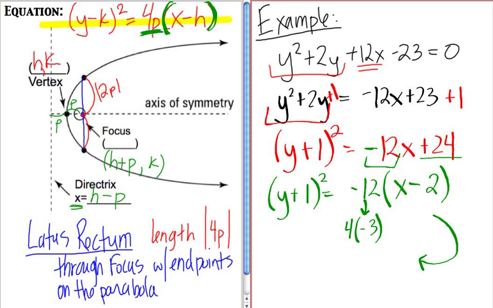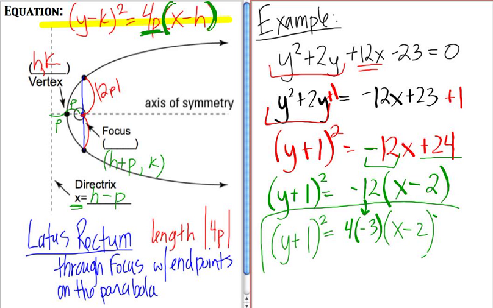So at this point I could finish it up and write it fully, x minus 2. And that would be an equivalent statement, and then of course it'd still be y plus 1 squared. So this is my standard form. That's what you're doing for some of the problems as noted on the assignment sheet. You're simply writing it in standard form.